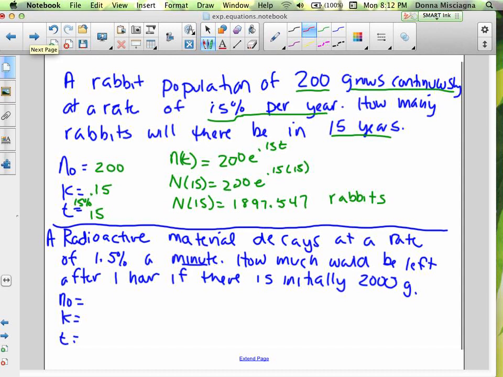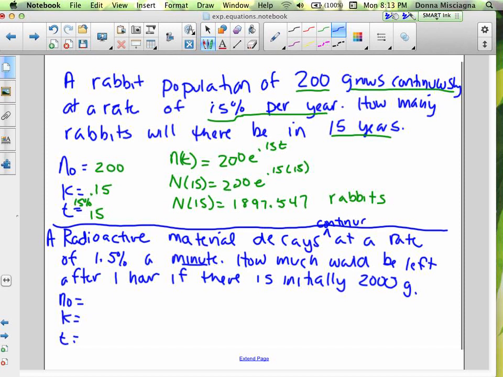A radioactive material decays at a rate of 1.5% a minute. How much would be left after 1 hour if there's initially 2,000 grams? All right, so let's look for all important words. And, well, I left off an important word. So let's add it. Continuously.